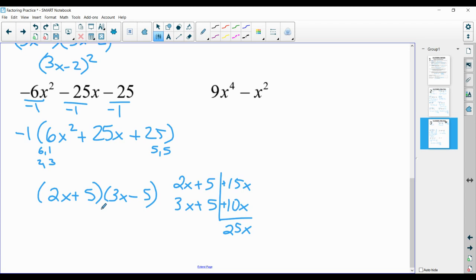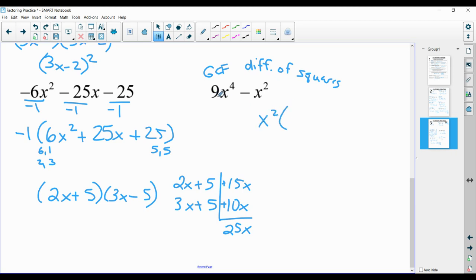All right, the last one we have here, we've got 9x to the fourth minus x squared. Well, it's a binomial, so I'm still going to start with my GCF, but after that, I'm likely looking for a difference of squares, because I see a subtraction sign and I've only got the two terms. So the first thing I do is pull out a common factor. There's no numbers that I can pull out, but I can pull out an x squared.